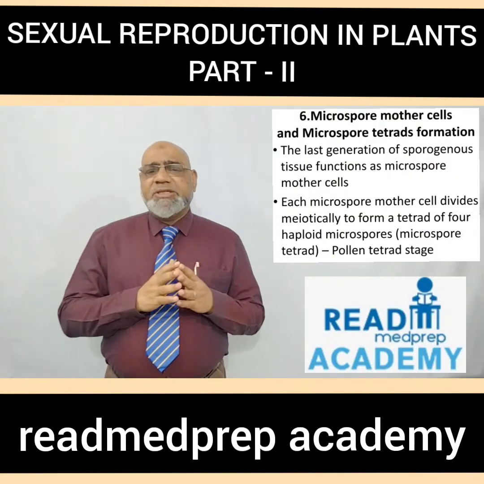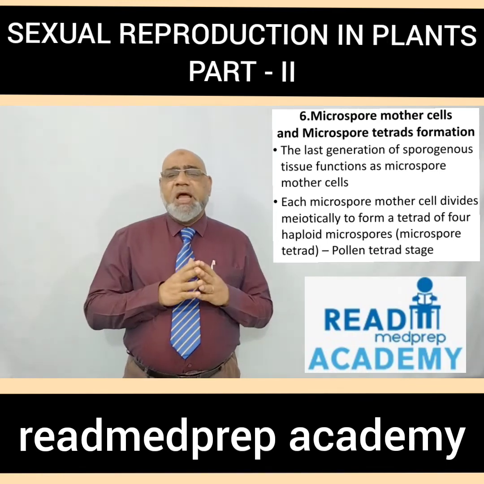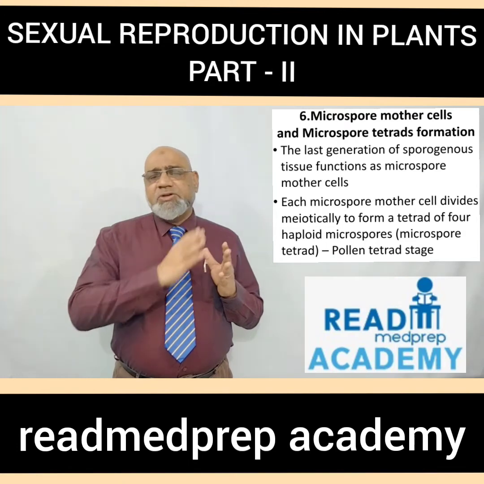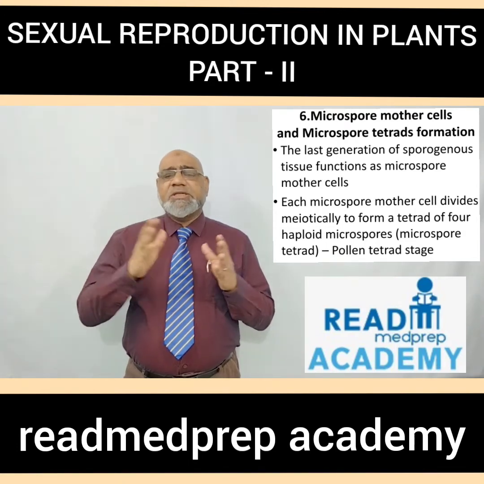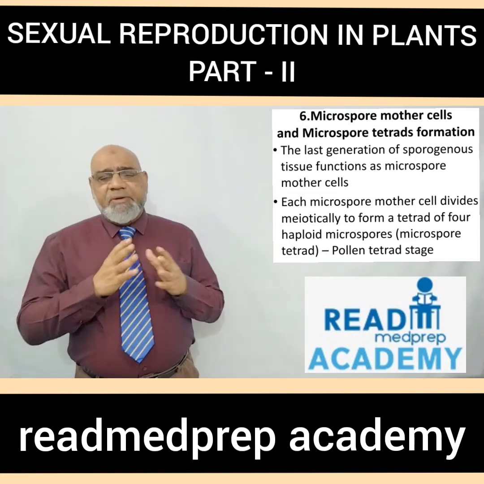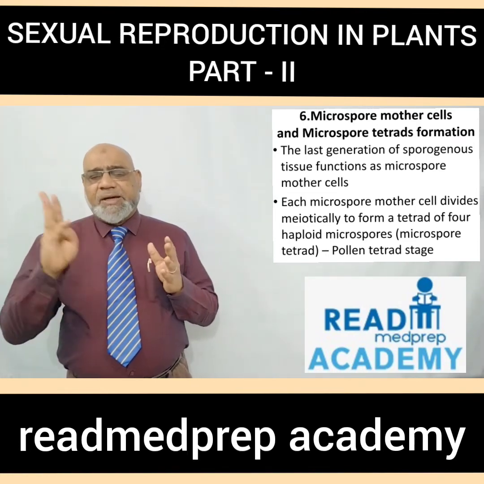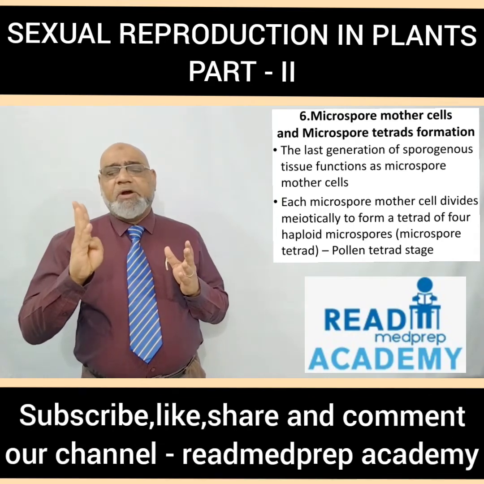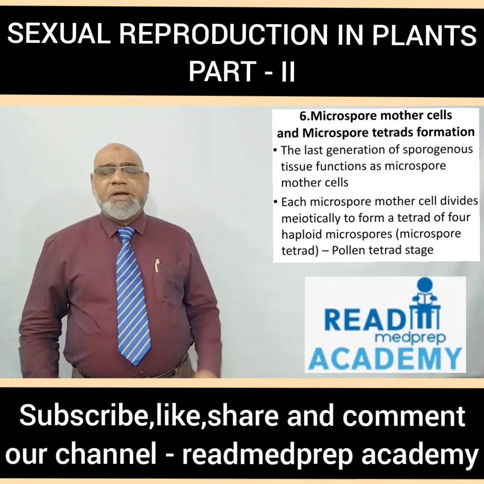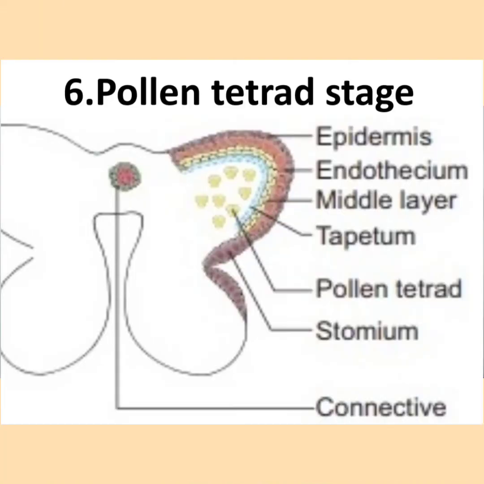Stage 6 is the microspore mother cell formation and the microspore tetrad formation. The large cells of the sporogenous tissue function as the microspore mother cells. Each microspore mother cell divides meiotically to form a tetrad of 4 haploid microspores. This is called the microspore tetrad or the pollen tetrad stage. Here you can see, below the tapetum, the formation of the pollen tetrads or microspore tetrads.